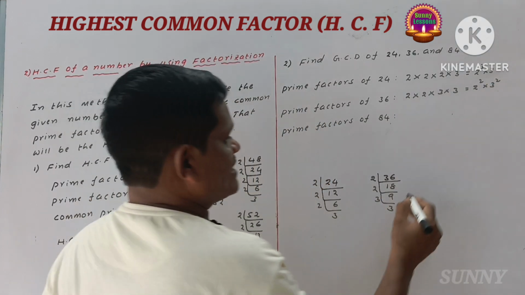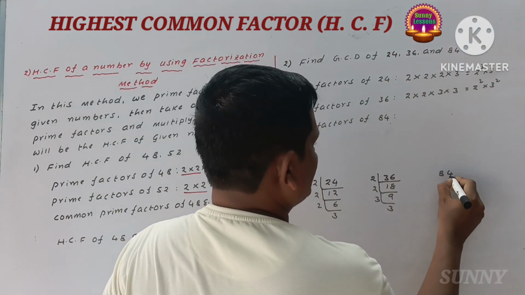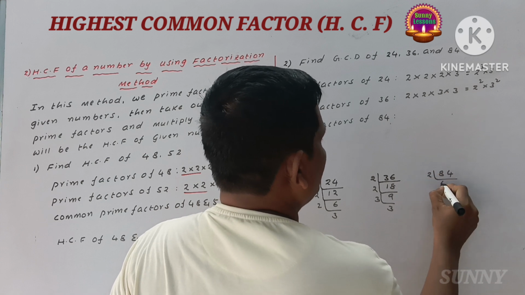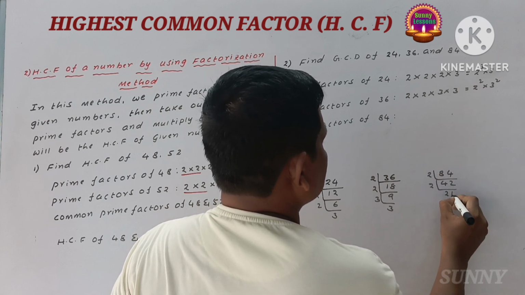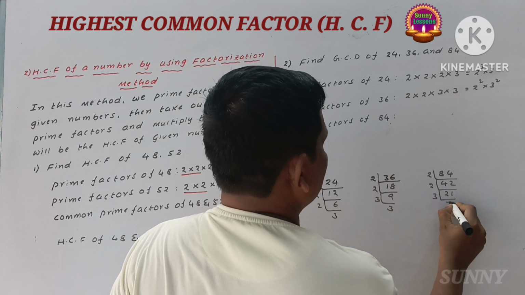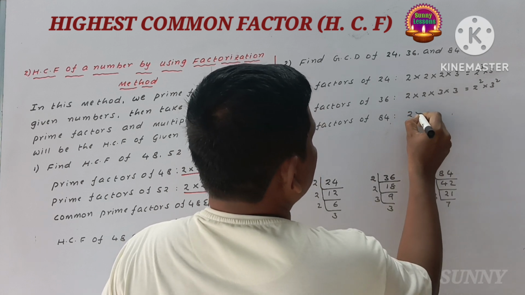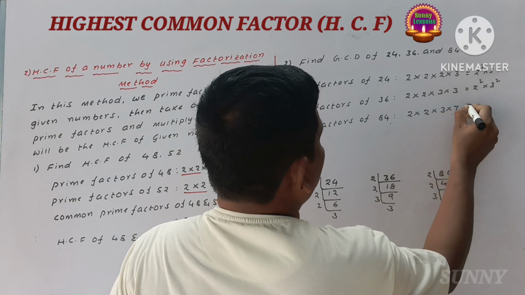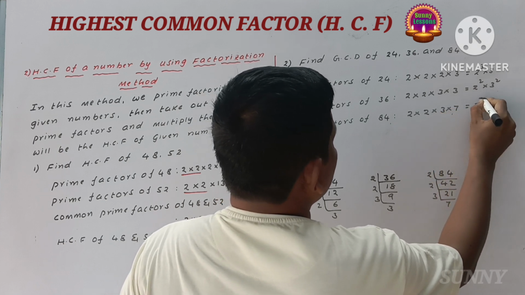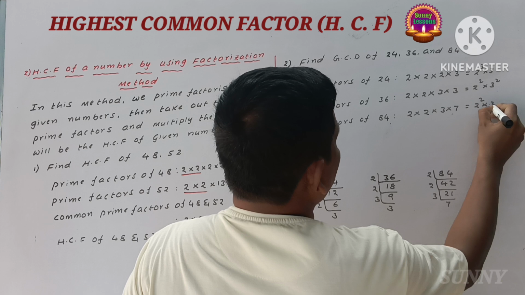Write the prime factors of 84. 2 42s, 2 21s, 3 7s. We can write 2 into 2 into 3 into 7. We can write this simply as 2 square into 3 into 7.